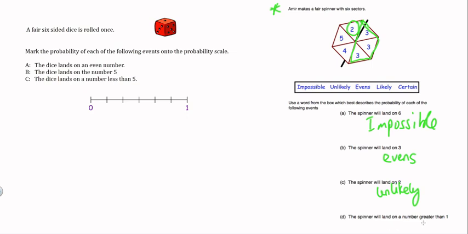The spinner will land on a number greater than 1. Well, all of these numbers are greater than 1. It is certain. So this one is certain. Right, looking at the question on the left now.